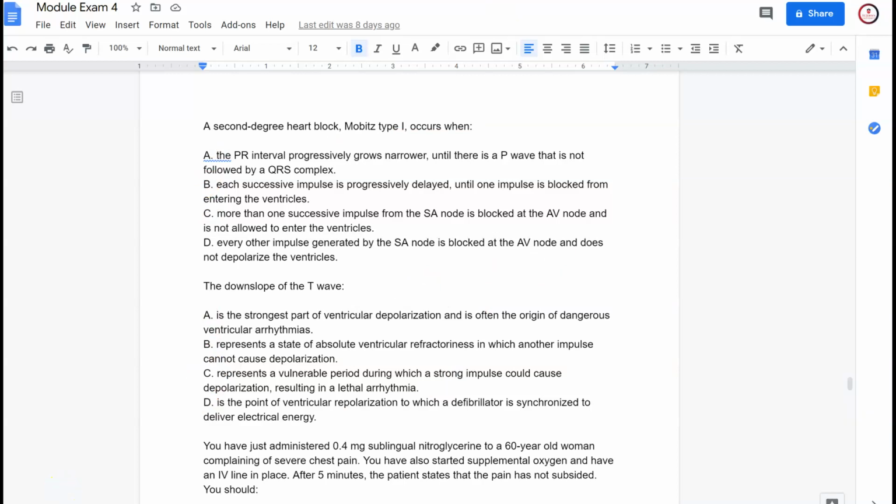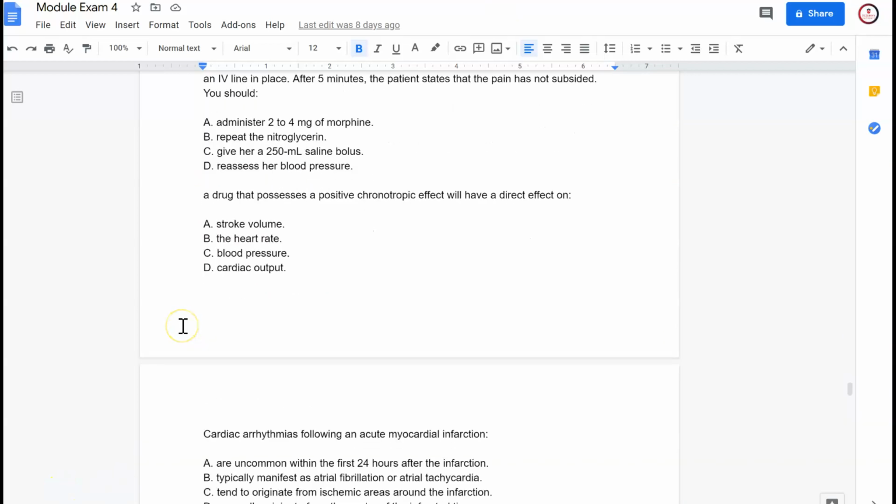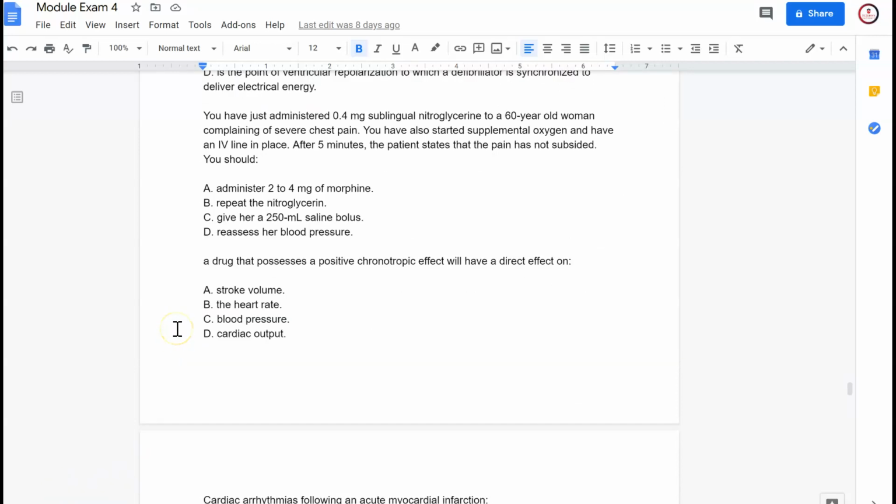You have just administered 0.4 milligrams of sublingual nitroglycerin to a 60-year-old woman complaining of severe chest pain. You have also started supplemental oxygen and an IV. After 5 minutes, the patient states the pain has not subsided. What should you do? Yes, you should repeat the nitro, but you need to check her blood pressure first, right? Reassess before you do anything else.